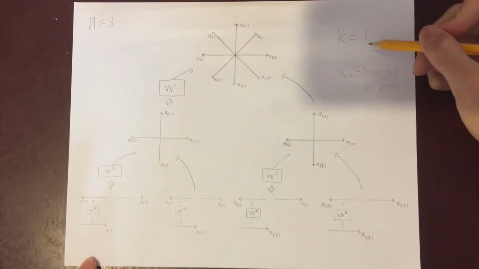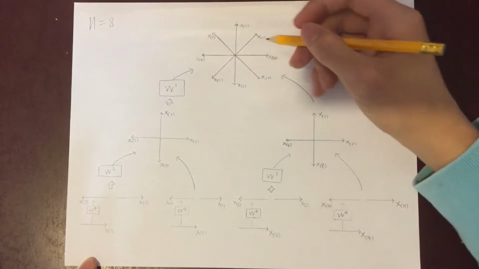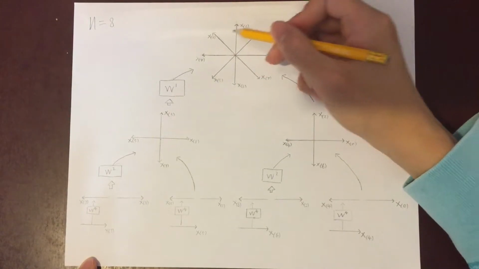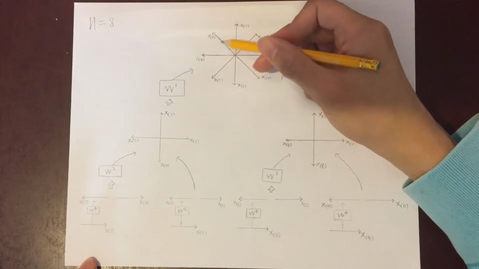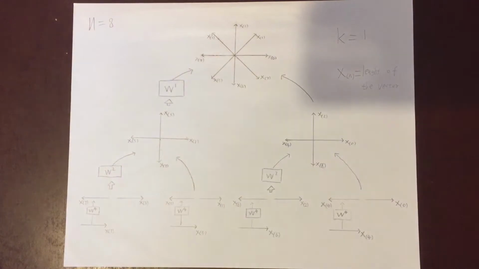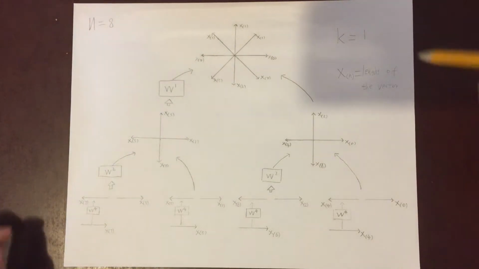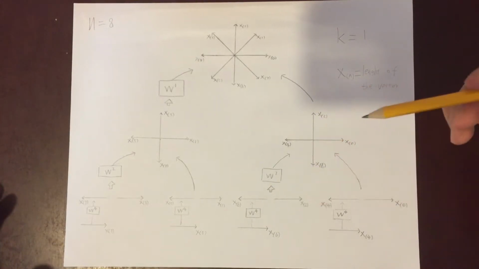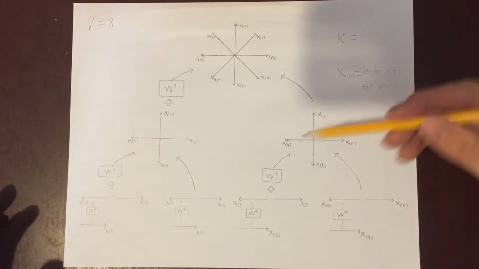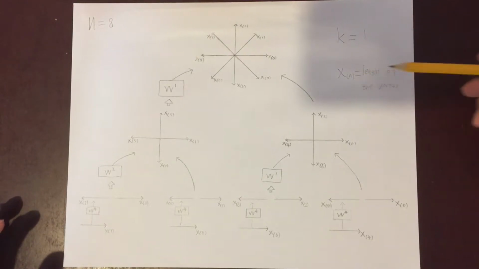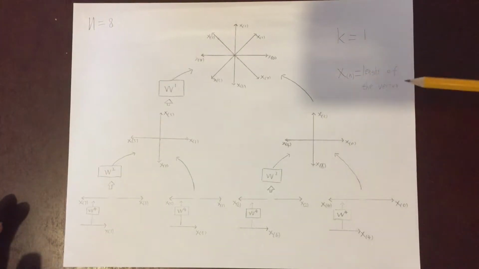If k is not equal to 1, like say it's equal to 2, then the order will be very different. Like this one will go here, and this one will go here, and this one will go here, and this one will go here. It'll be very different. Also, these vectors that are shown here, they don't all have the same length. They have the length x of n. Okay, x of n is the length of this vector.